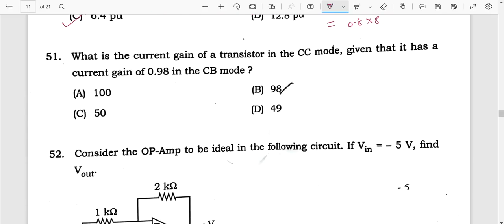What is the current gain of a transistor in CC mode given that it has a current gain of 0.98 in CB mode? In the given question, they gave the value of current gain alpha in CB mode and they are asking to find the value of current gain in CC mode. So we know the current gain in CC mode gamma is equal to 1 by 1 minus alpha. So 1 by 1 minus 0.98. So simply look at it as 50. Answer is C here. Okay.